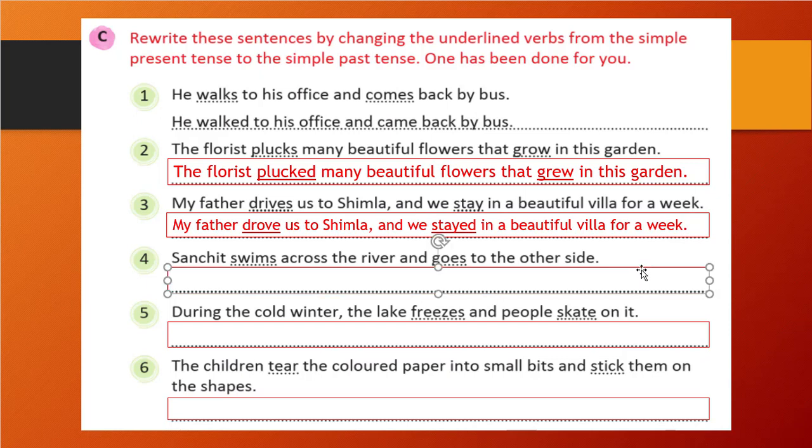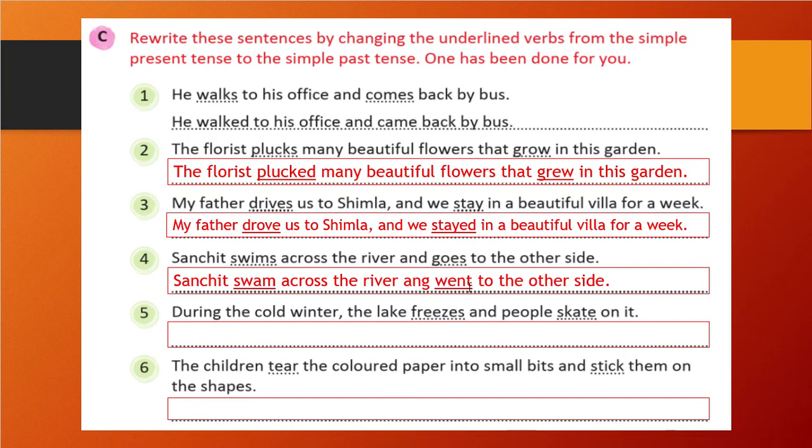Whatever the underlined verbs are there, we are just changing into simple past form. Sachit swims across the river and goes to the other side. So swim past form is swam and go past form is went. So Sachit swam across the river and went to the other side. I have underlined also, you can see swam and went.